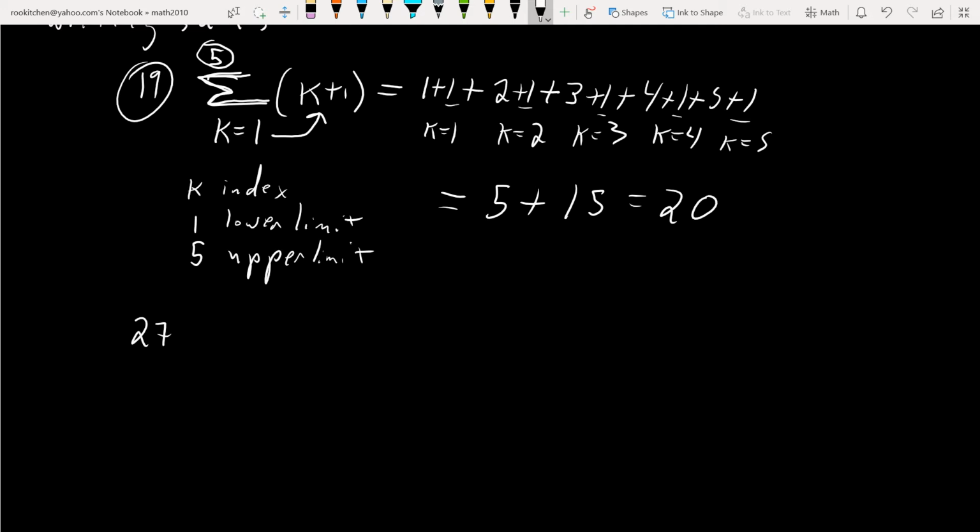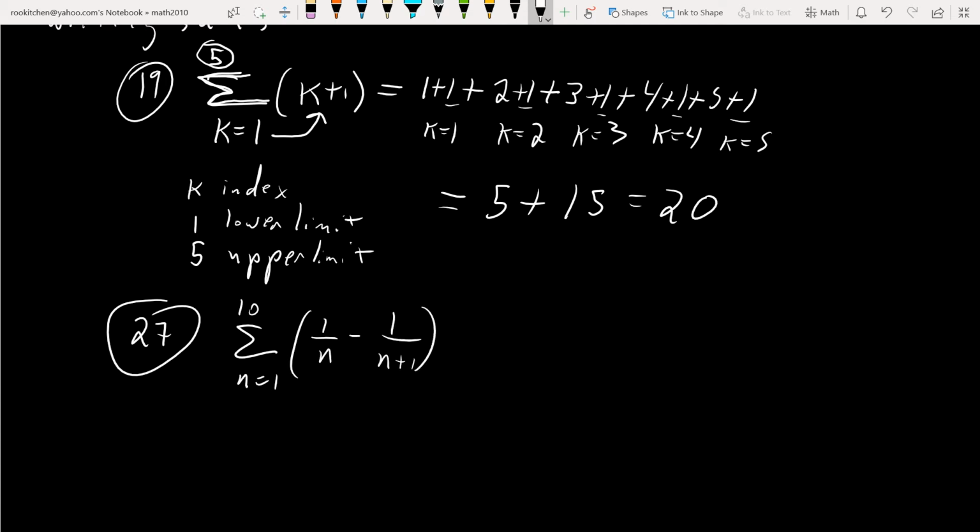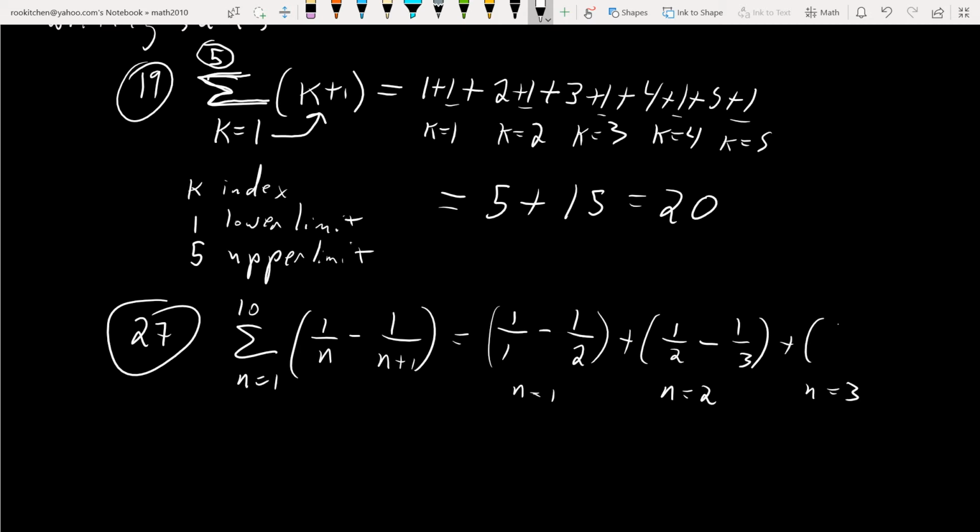Let's look at number 27. This is the sum from n equals 1 to 10 of 1 over n minus 1 over n plus 1. Okay, so for n equals 1, I have 1 over 1 minus 1 over 2. And I'll kind of put them in parentheses just to make my life a little easier. N equals 2, I put 2 in for n, right? So 1 over 2 minus 1 over 3. And then n equals 3, 1 over 3 minus 1 over 4.